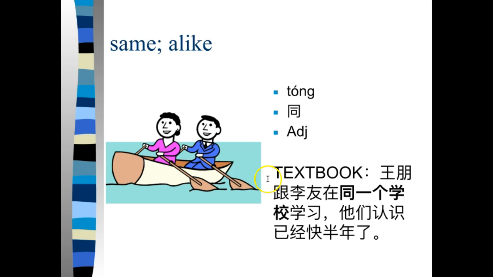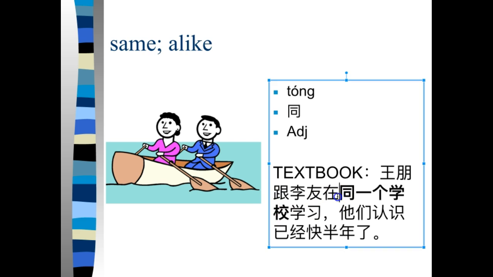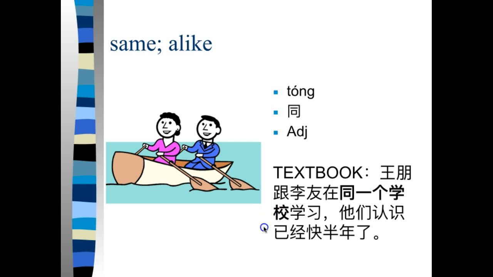Let's look at our textbook sentence. 王鹏跟李友在同一个学校学习. So here they study at the same school. So 同 is usually used with a specific kind of noun, like 同一个, with a measure word. So 同 plus measure word plus noun. That's usually how it's used.